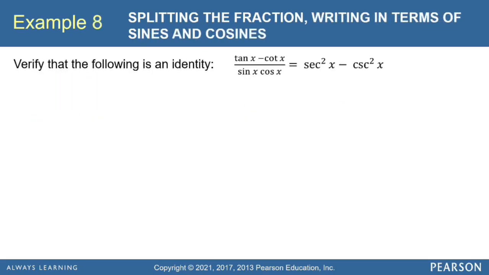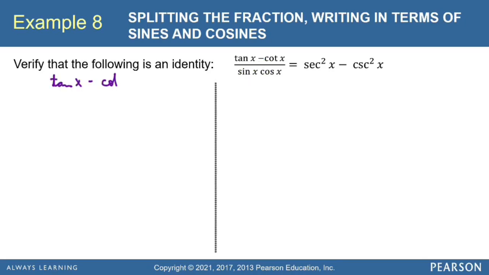We want to verify that tangent of x minus cotangent of x all over sine of x times cosine of x is equal to secant squared x minus cosecant squared x. Again, there are a couple of different ways you could go here, but I want to practice splitting the fraction. So I'm going to choose to work with the left side of this equation because I notice that I've got two terms in the top here and I can split that into two pieces.